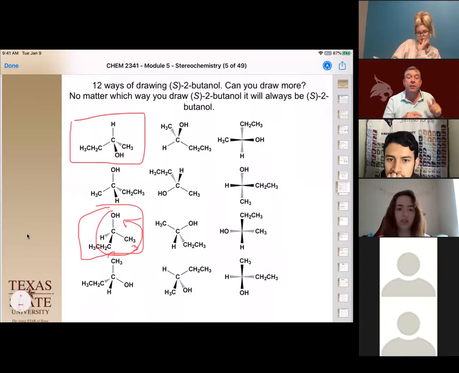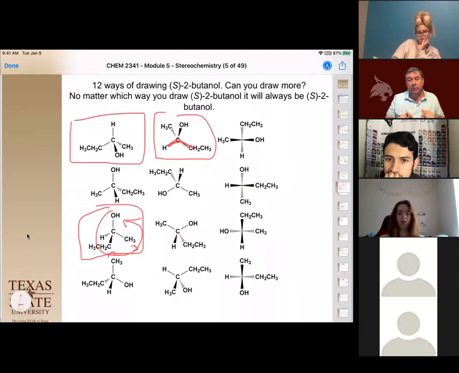Okay. So another way to do it is to draw it where you have this perspective here. Notice that these atoms right here are in the plane of the paper, and the 2 at the top are coming in and out of the paper. So you can redraw that so that hydrogen's going back, and again, get that S configuration.